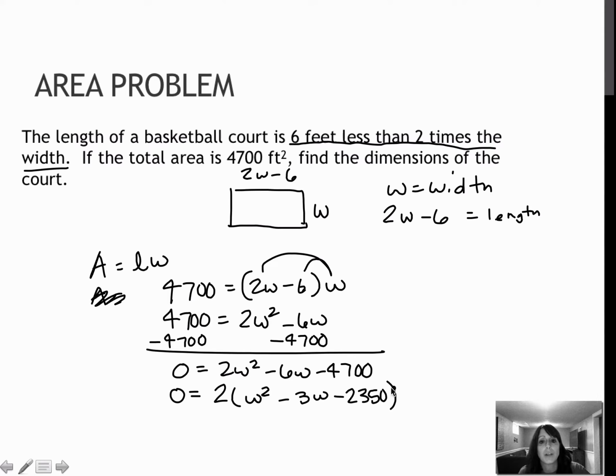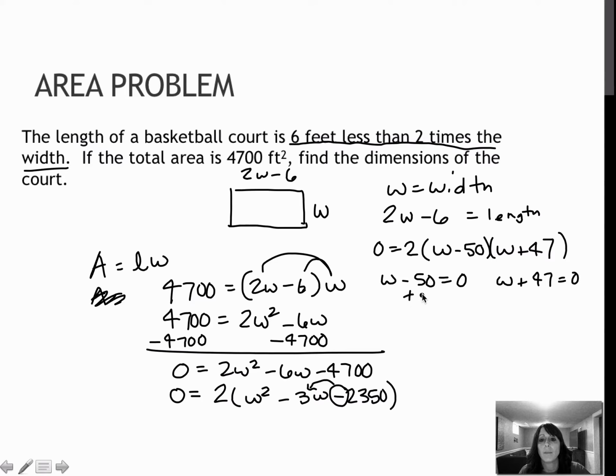Now I would use my calculator to find numbers that go into 2350. I started by using 5, and yes, it went in, but it was a giant number. And then I would try 10, etc. I'm looking for numbers that would then subtract to 3. And what I found is W minus 50 and W plus 47. I wanted to make sure I was right on that. Now again, I'm going to set this equal to 0 and this equal to 0.